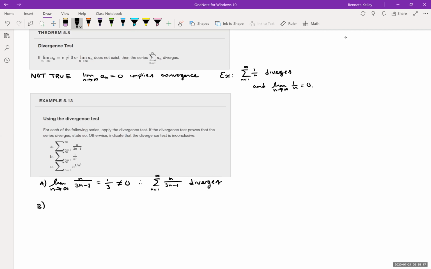In example B, maybe I should write this first. So if we take the limit as n goes to infinity of 1 over n cubed, this does equal 0. But again, we can't say anything. If the limit is 0, we can't say anything regarding Theorem 5.8. So the divergence test is inconclusive.